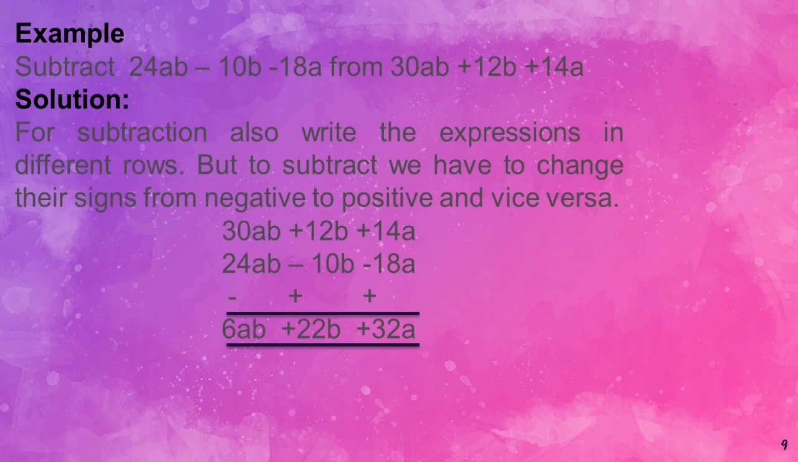Now we'll take these signs into consideration. Starting from the right side, plus 14a plus 18a is equal to 32a, plus 12b plus 10b is 22b, 30ab minus 24ab is equal to 6ab. So here is the answer.